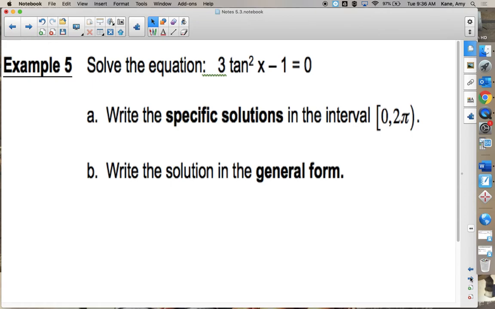Solve the equation 3 tangent squared x minus 1 equals 0. Write the specific solutions and then the general form. So generally, you need the specific solutions to get the general form because you need to know the angles to start with. True. Yeah. Can't have a general form without knowing the angles.